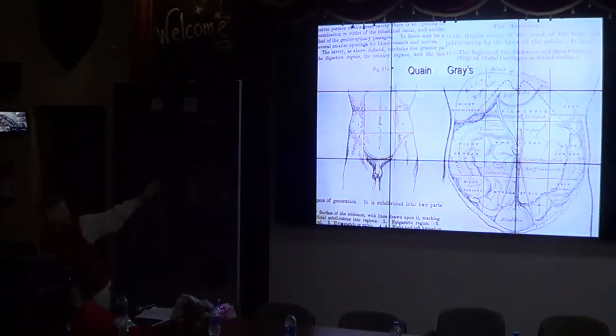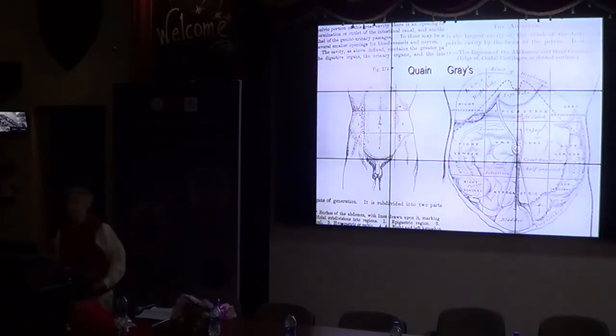Quain gives you the regions of the abdomen. Gray and Carter give you not just the regions. If you look at the different type on the regions, it gives you the names of the regions, and it gives you what you would palpate if you were palpating the abdomen, what you would find underneath. So there's a huge amount of information. It's a lot of data, but it's all in the right place, and you can learn it.